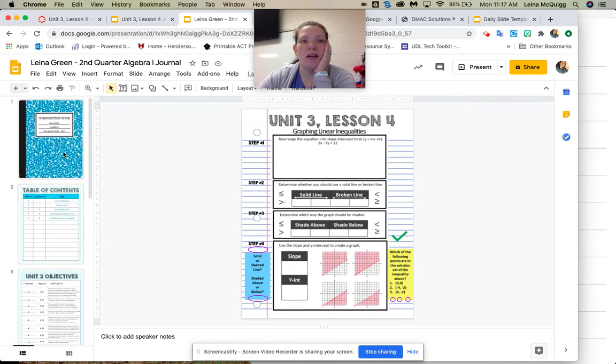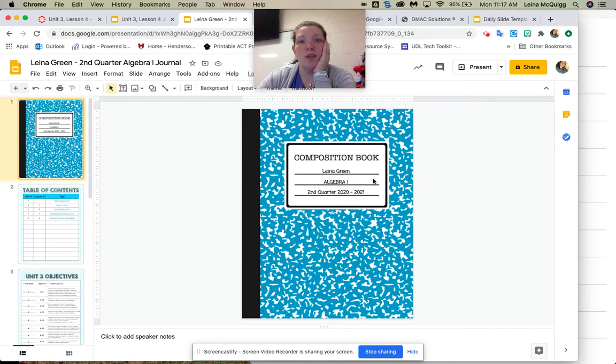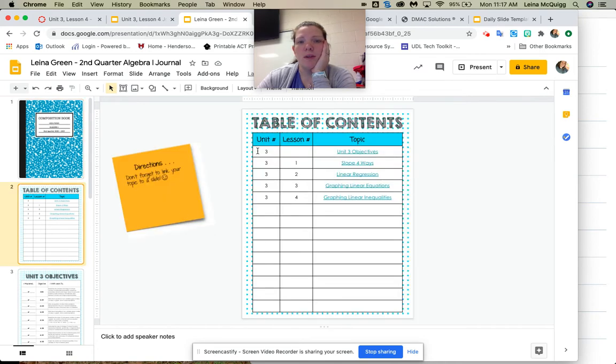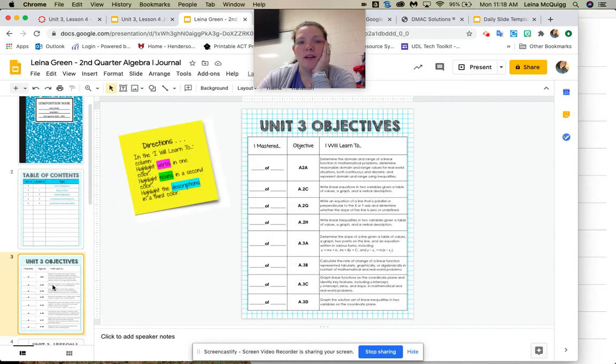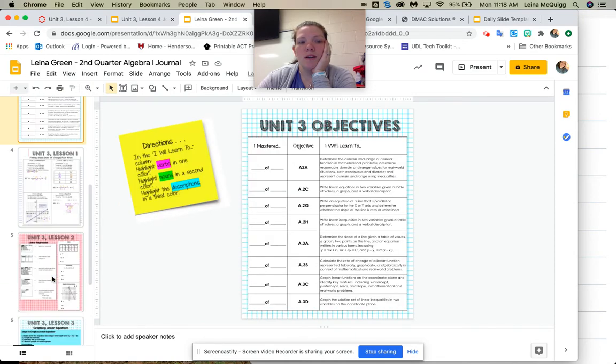This is what it should look like. You should have your cover. The blue journal is what we're working in now. Make sure your name is on there. Your table of contents, you should have Unit 3 objectives, Lesson 1, Lesson 2, Lesson 3, and 4. Your objectives should be in here.